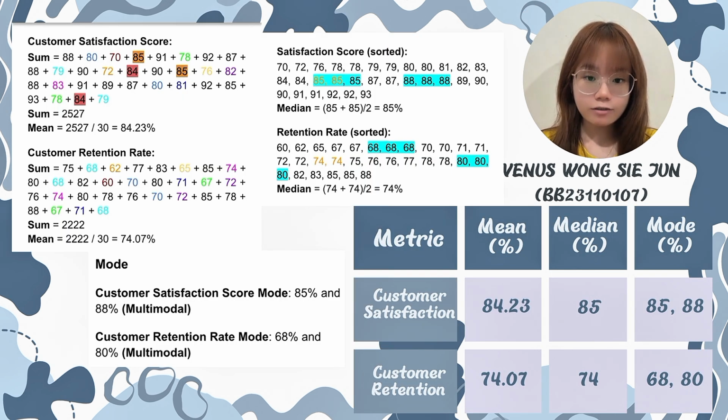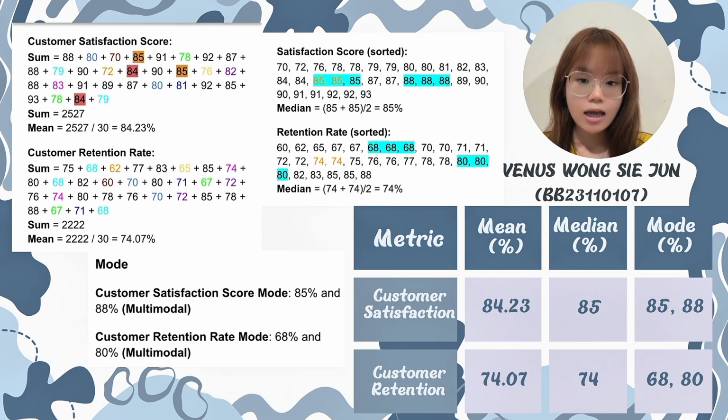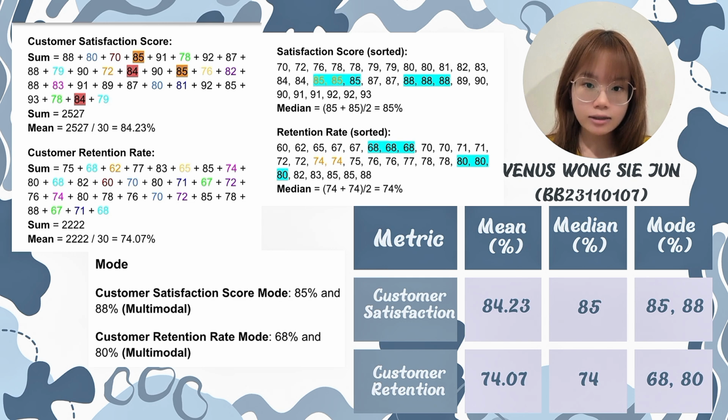The mean is the average. To calculate it, I add up all the values. For satisfaction, the total is 2,527. And since we have 30 companies, we use 2,527 divided by 30, and the answer is 84.23%. For retention, it's 2,222 divided by 30 values, and the answer is 74.07%.